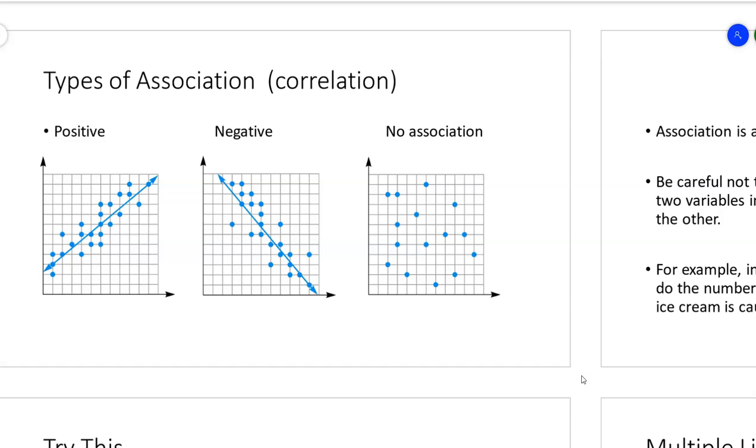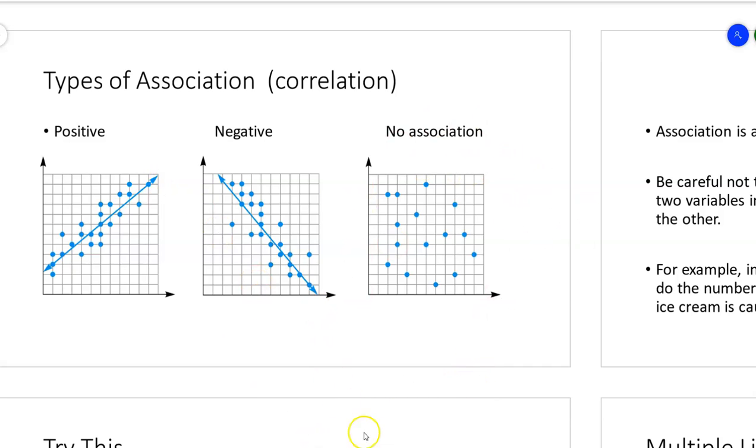So as the temperatures increase, the layer of clothing that you wear outside decreases, right? Negative correlation. Doesn't mean it's a bad thing, right? That means the weather's getting nicer and we can get rid of our winter jackets. But the correlation is negative because as one increases, the other decreases.